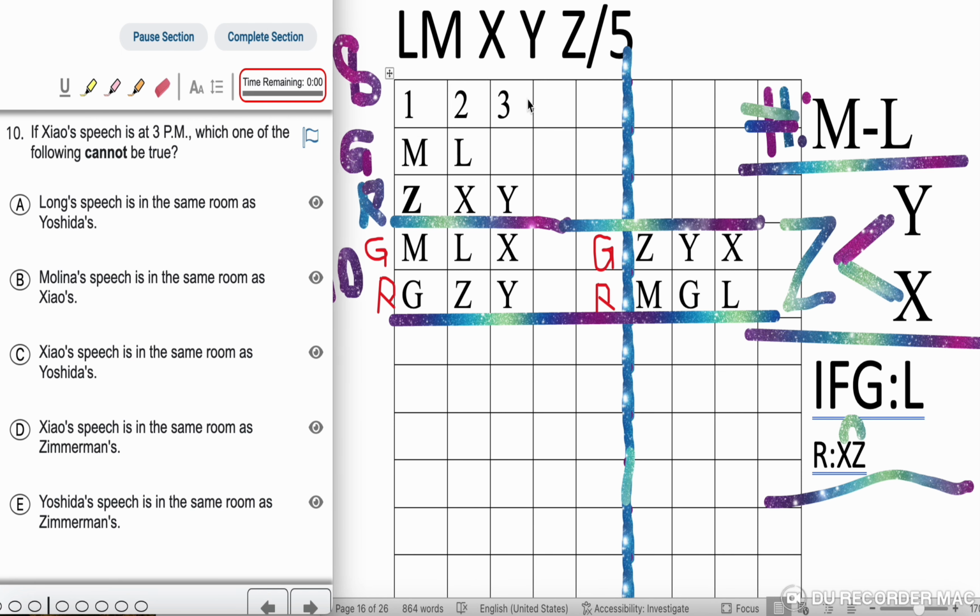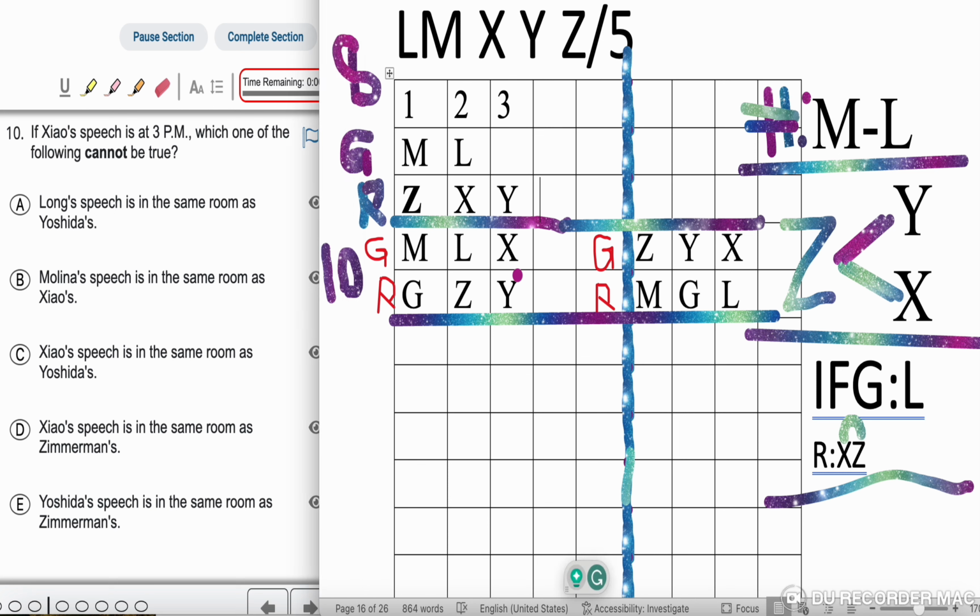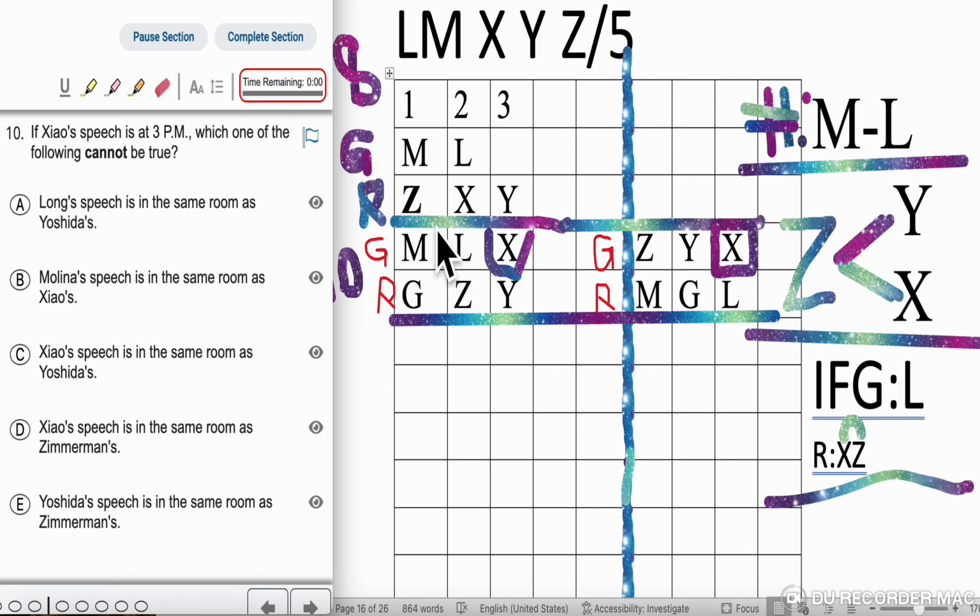Question 10. If X is at 3 p.m., which one of the following cannot be true? I created two worlds where X is in the third position. As you can see, I'm going to isolate it. Usually when I isolate it, that means I'm going to distinguish it from everything else, or mark it off. It can't be moved. So let's go through the choices real quickly. A. R speech is in the same room as Y. That's not true. They're asking which cannot be true. L in the same speech with Y is not true, so that's going to be an option available.